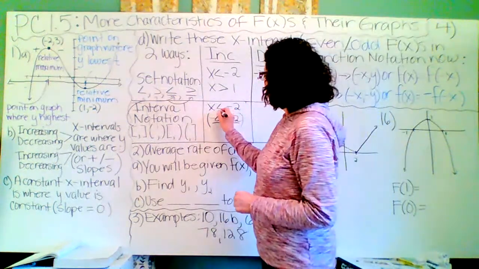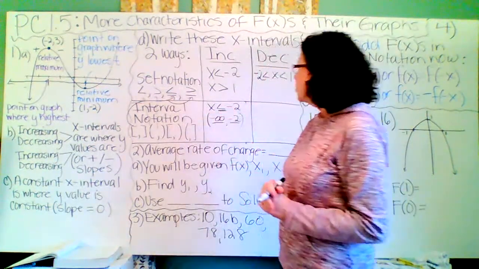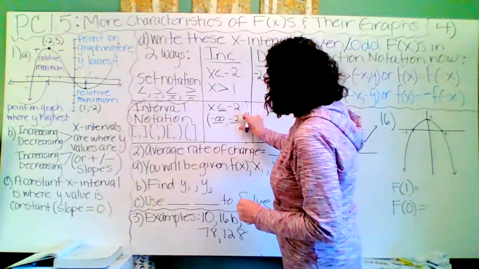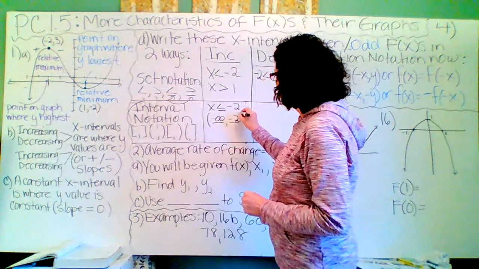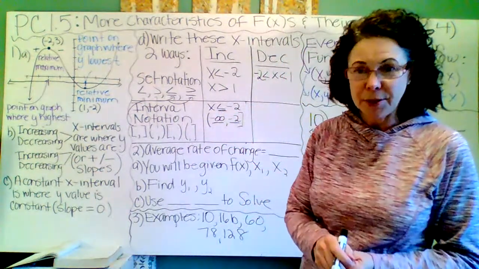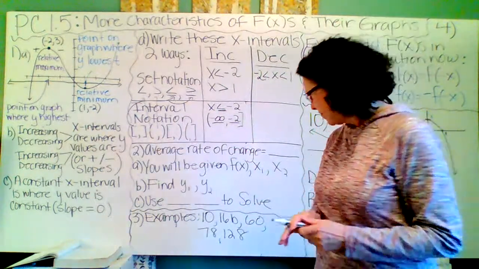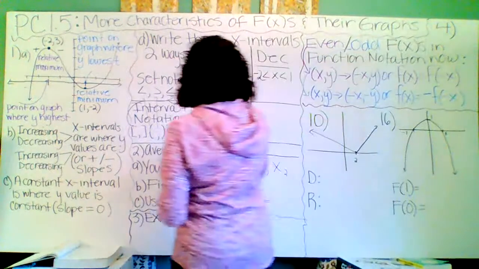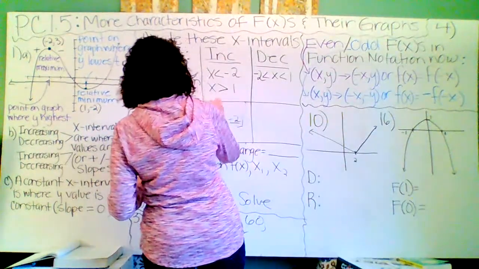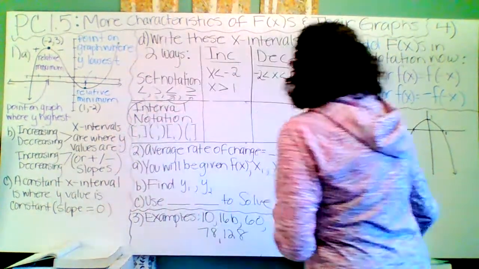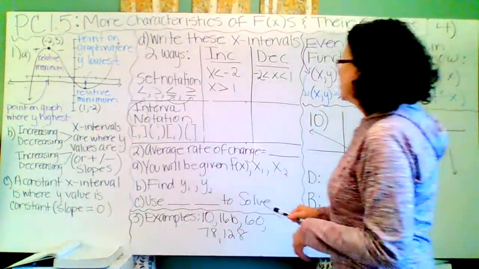What if I have an equal sign here, that x could be less than or equal to negative 2? Then I would say, I see half an equal sign, so I'm going to put a bracket on that negative 2. Okay, so your book uses interval notation a lot. Let's just go ahead now. That was just a little bit of practice with interval notation. Let's go ahead and write these intervals.